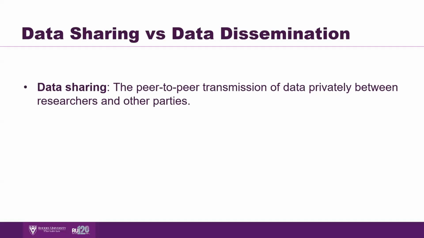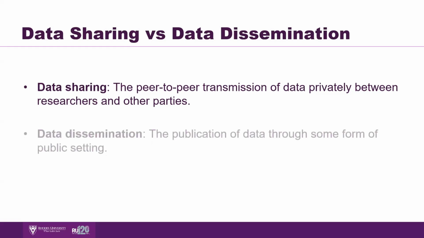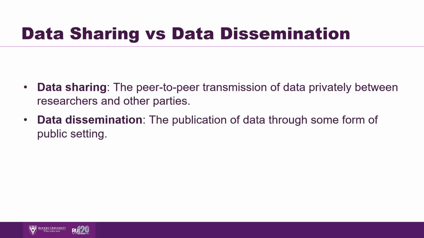So you can send it by email, or if you use some kind of file transfer system, you can share it with one person or perhaps a few other people, but the data are not being shared broadly in the public space. Whereas when you look at the concept of data dissemination, you're looking at the publication of data through some form of a public setting. So that could be ideally some kind of website, or you can publish the data through a data repository.